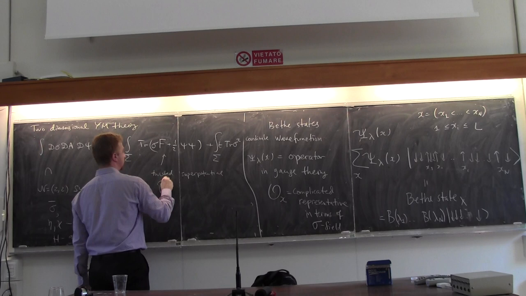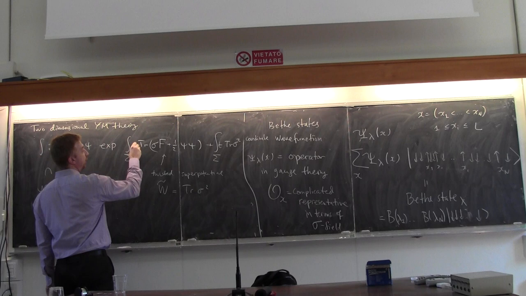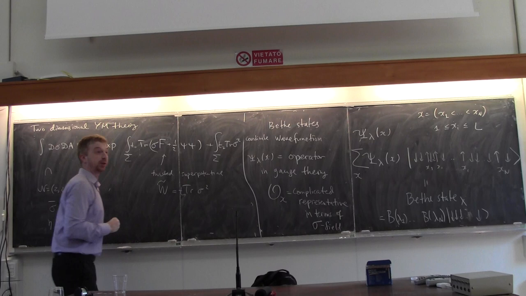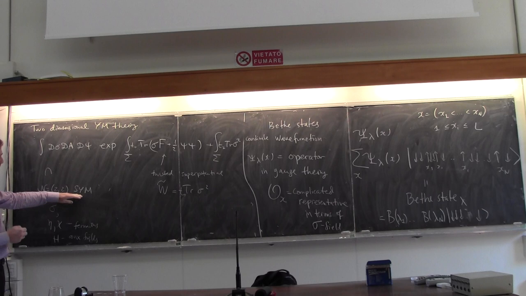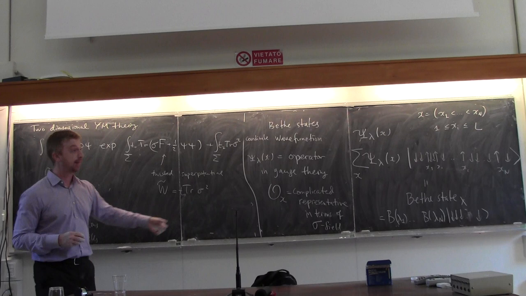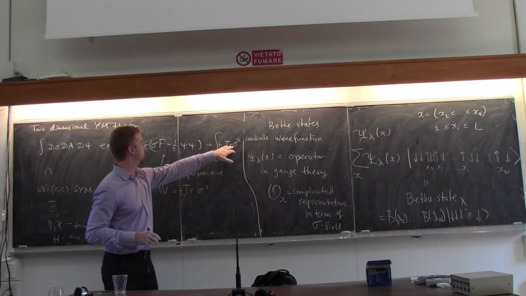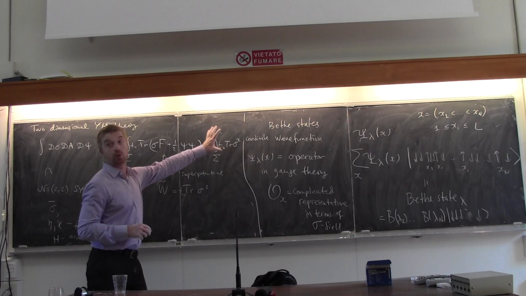Which is trace of sigma squared. If I put the coefficient T here as T2, this potential would be trace sigma squared. So it's not the N equals 2 supersymmetric theory per se, but it's the N equals 2 theory where you turn on the twisted potential trace sigma squared. And after you turn on this deformation, which breaks the symmetry down to one supercharge, you can get rid of all other fields.